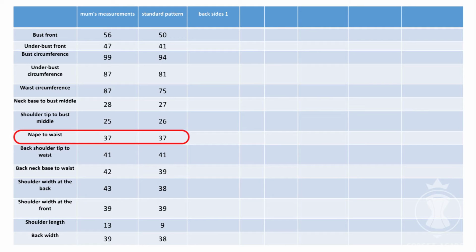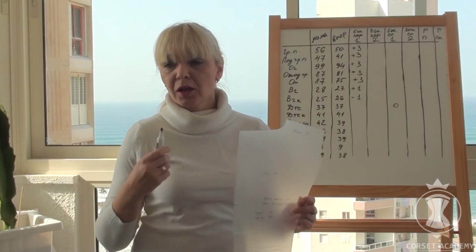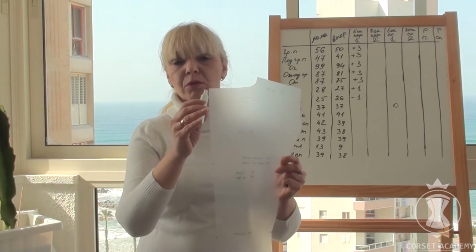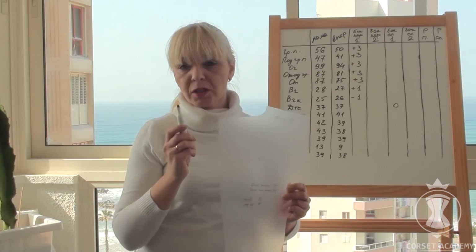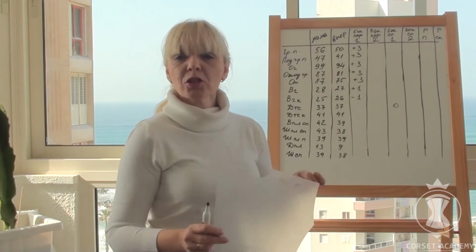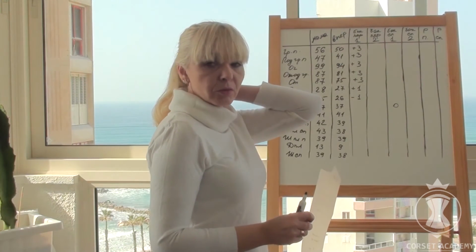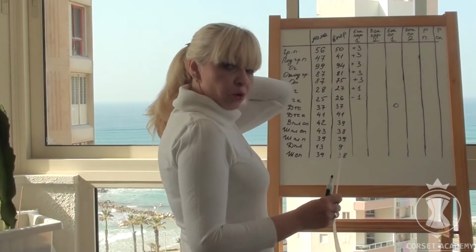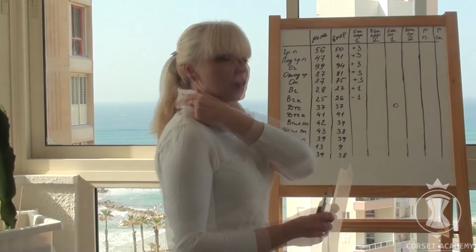Nape to waist, 37 centimeters on the client and 37 centimeters on the pattern. The measurements coincide. I want to point at a certain difference from the traditional way of taking this measurement. Instead of taking the nape to waist measurement from the 7th cervical vertebra, I take it from the desired level of the back neckline. Very many women have an unwanted layer of fat in that area, which means placing the teardrop-shaped opening right there wouldn't be a good idea. It is best to move down just a little.